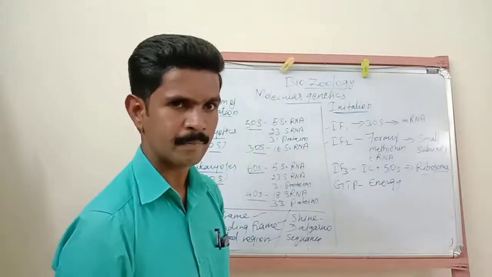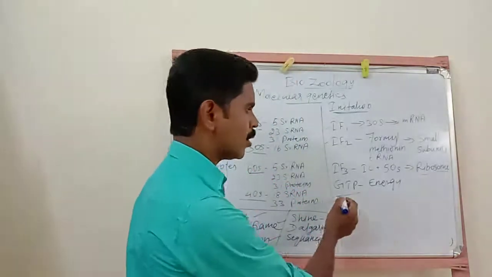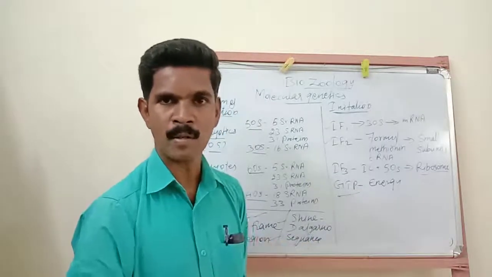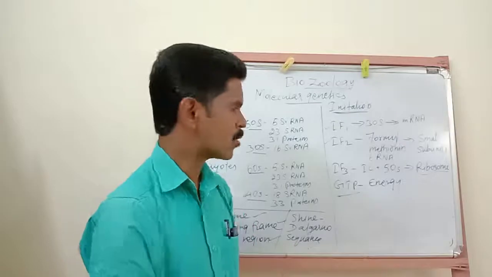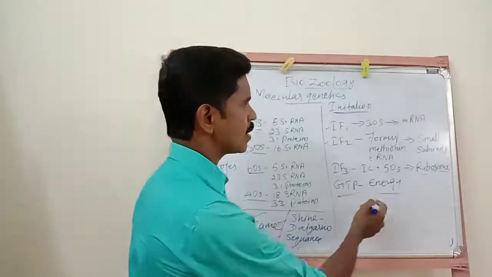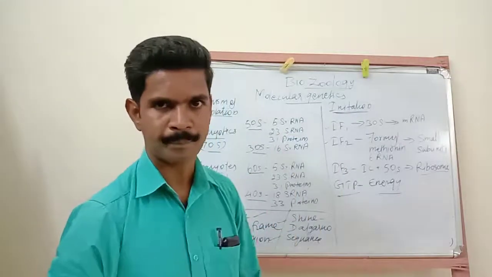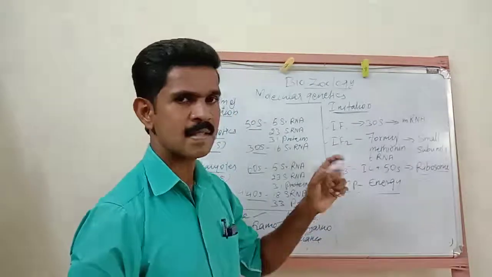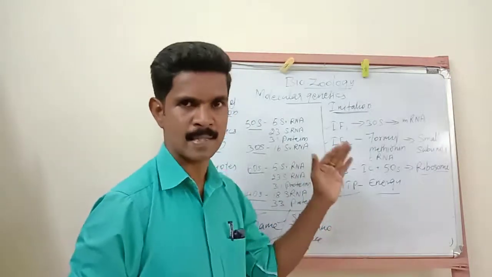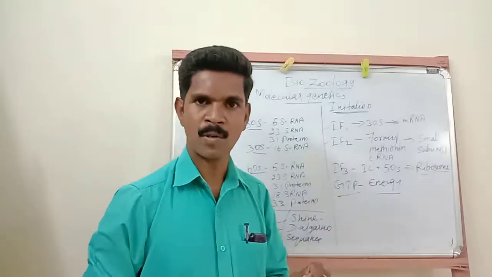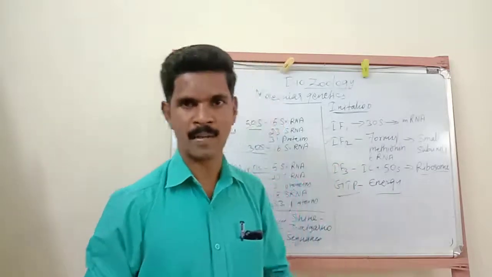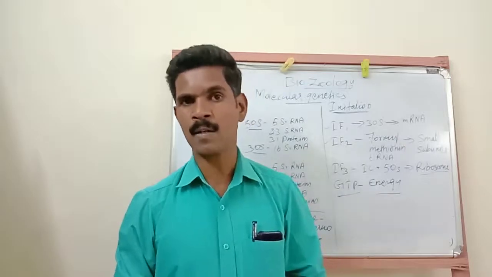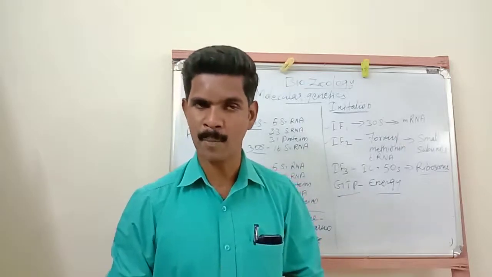Then GTP, guanosine triphosphate, as I already told you, is one of the important components of this initiation complex. This GTP provides energy for the initiation process. Listen very carefully, students. Once again, the first step in the translation process is initiation, which begins after the formation of an initiation complex.